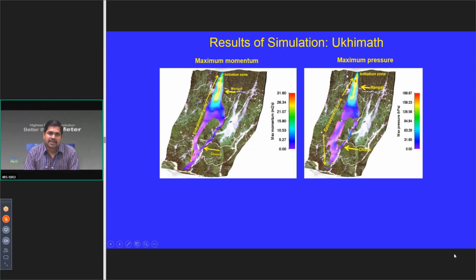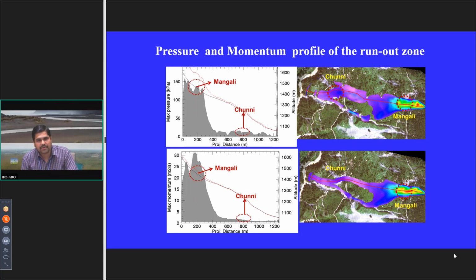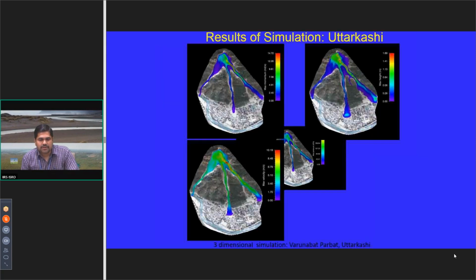Similarly, pressure also. At these locations, suppose at a particular village, before the debris flow strikes this village, the pressure available to this particular debris flow will be this much. The momentum will be this much, and the height and velocity will be this. If these 4 parameters are known, then it's very easy to help mitigate. It can be done before a landslide or debris flow has happened, or an assessment can be done afterwards also.